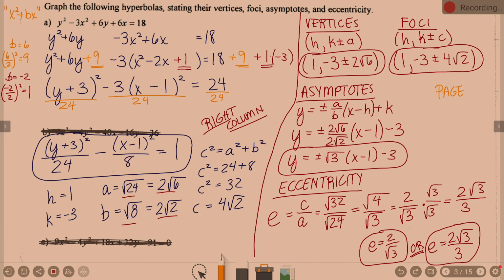It is on page 592. Numbers 2, 4, 6, 7 through 10, 24 to 42 evens, 49 and 50. It says omit 34. And then at the very end it says omit 34.